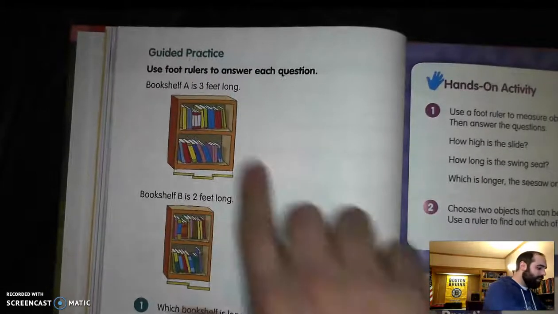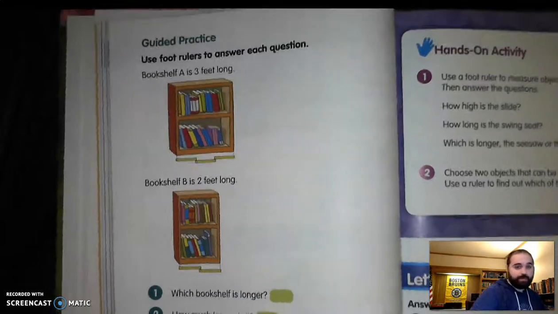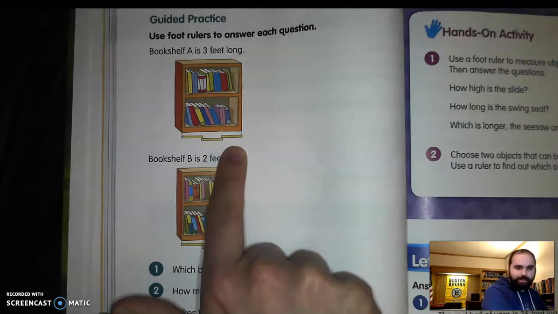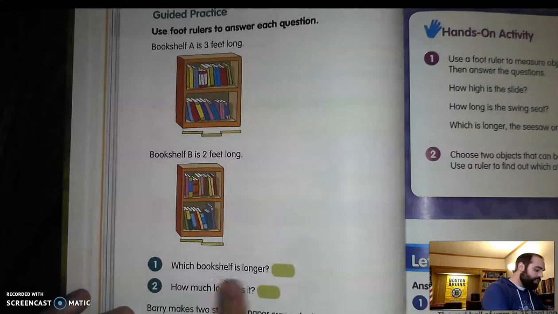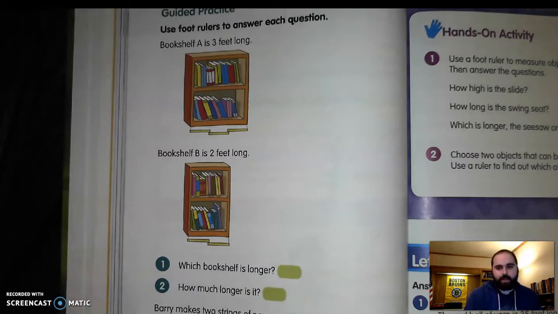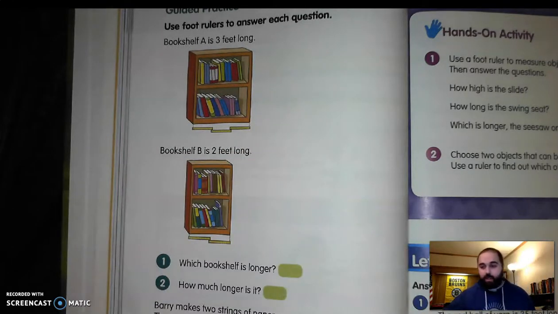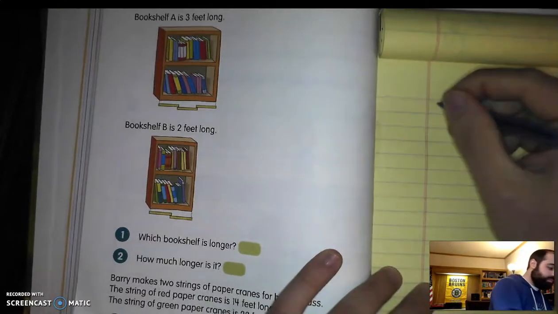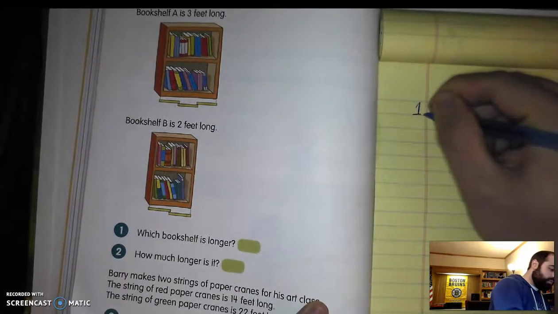So up here, it says use foot rulers to answer each question. And the foot rulers are already on here to help us out. Bookshelf A is 3 feet long. 1, 2, 3, from corner to corner, right? Bookshelf B is 2 feet long. 1, 2. Which bookshelf is longer? So think about that for a second. That's the comparative, right? Which one is longer? So we can look up in the picture and we can see that bookshelf A would be the longest, right? And so for this question, number 1 would be A, right?